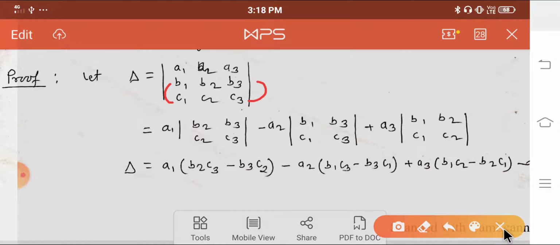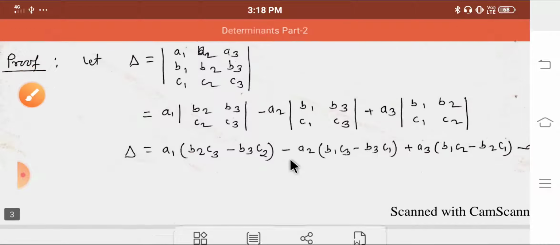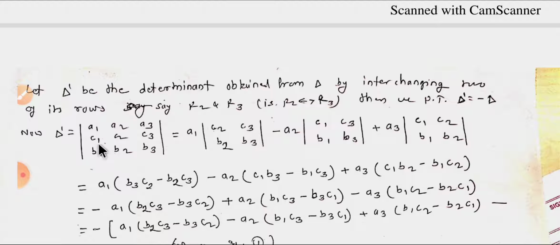So we get delta dash should be here: first row as it is a1 a2 a3, second row should be c1 c2 c3 and third row is b1 b2 b3. So expanding this determinant we have a1 into determinant of c2 c3 b2 b3, minus a2 into determinant of c1 c3 b1 b3, plus a3 into determinant of c1 c2 b1 b2.